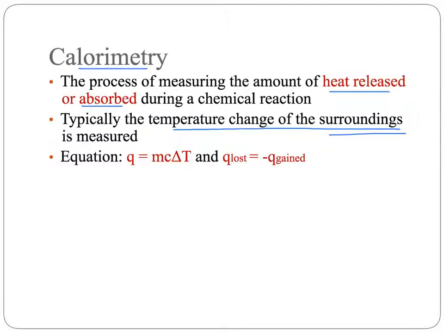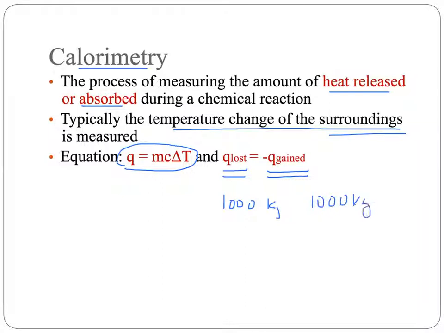You need to think about two equations in calorimetry. The Q equals mc delta T again. This equation will be your friend. But you also need to think about the relationship between the system losing energy and the surroundings gaining energy, or vice versa. So if we've got a system losing energy, its heat Q will be equal to the negative of what's being gained by the surroundings.